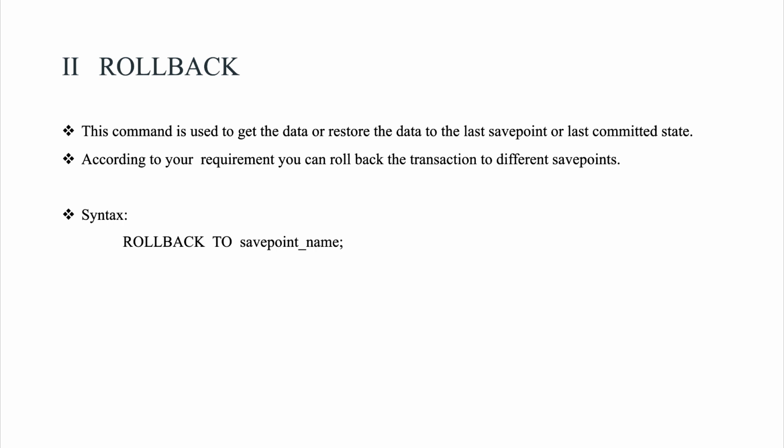The next command is rollback. This command is used to restore the data to the last savepoint or last commit state. According to your requirement, you can roll back the transaction to different savepoints. In your transaction, you can create multiple savepoints. So the rollback command is used to roll back up to the savepoint. The syntax is: rollback to savepoint_name.